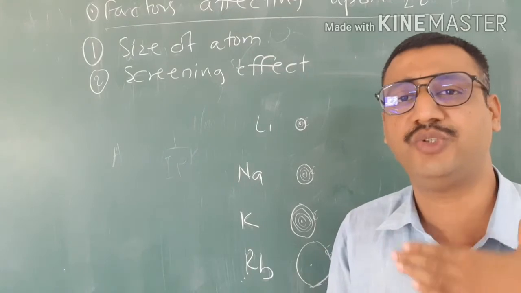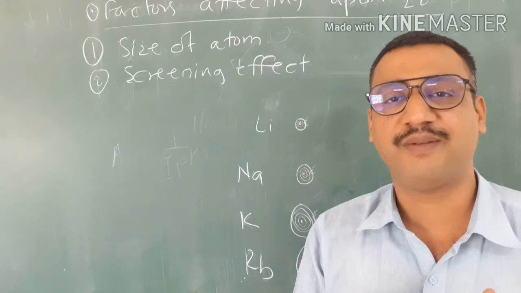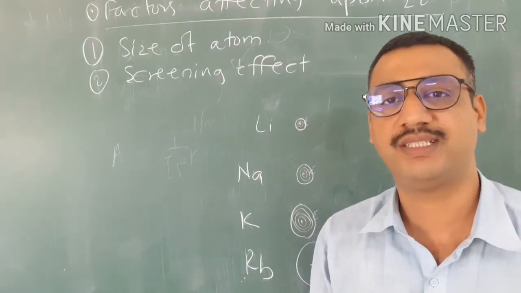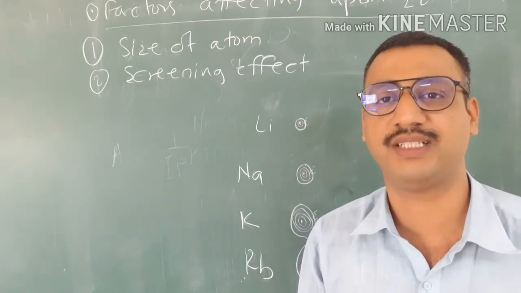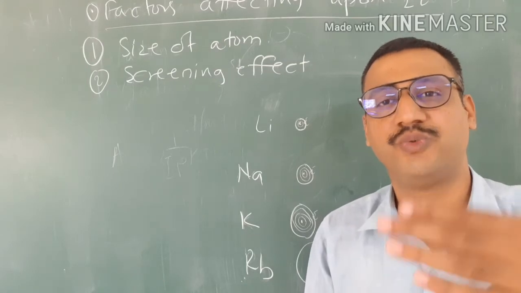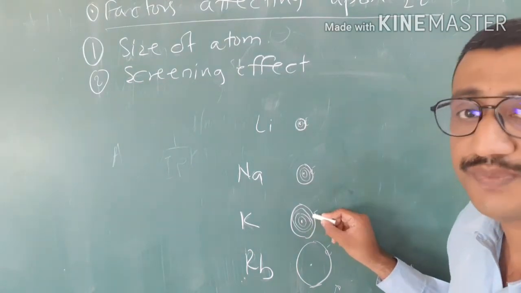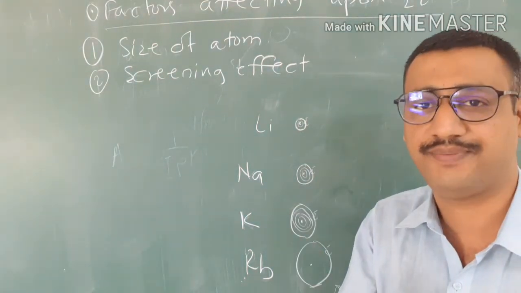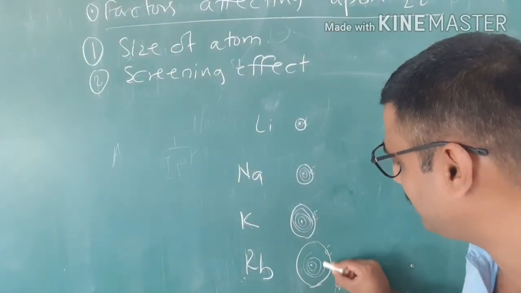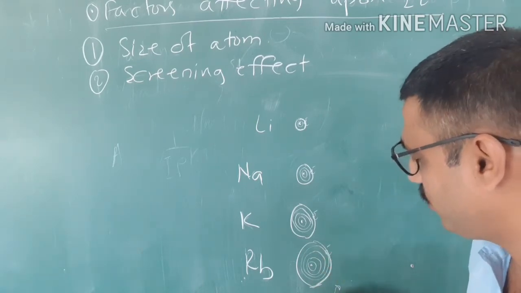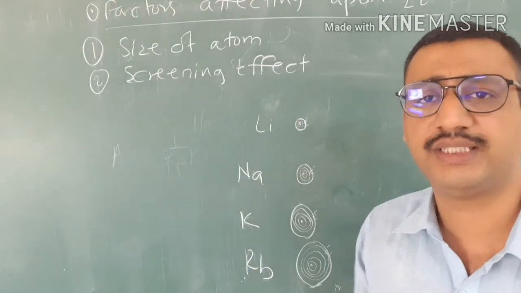For example, in between you and me, I am seeing you, no, I am not seeing you, but you are seeing me. But suppose I keep one transparent plastic sheet, so visibility will get decreased. If 2, 3, 4 transparent plastic sheets are kept in between you and me, visibility will get decreased. In the same way, the nucleus is attracting the last shell electron, but the inner shell electrons act as a barrier, as a screen. So as the number of inner shells increases, ultimately the ability of the nucleus to pull the last shell electron will get decreased. This is known as the screening effect.